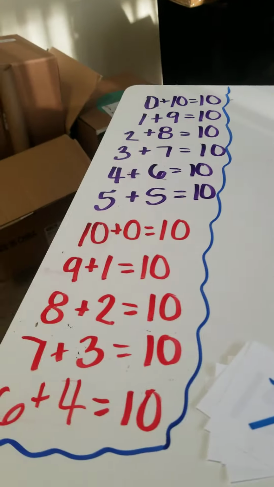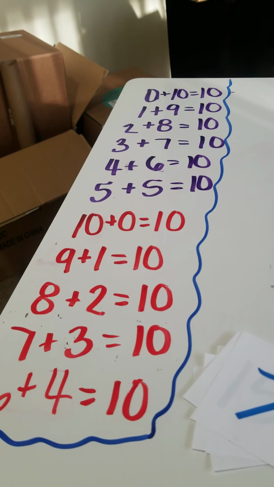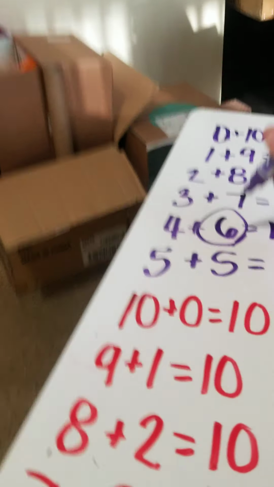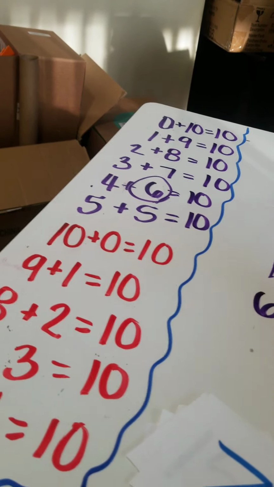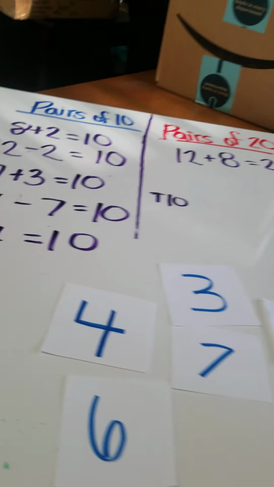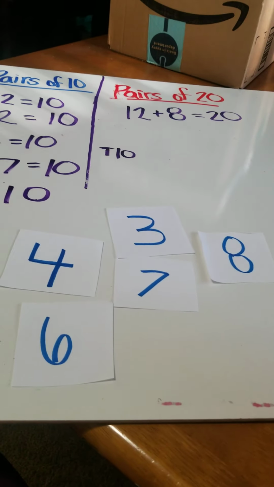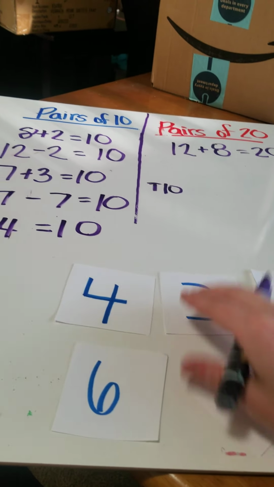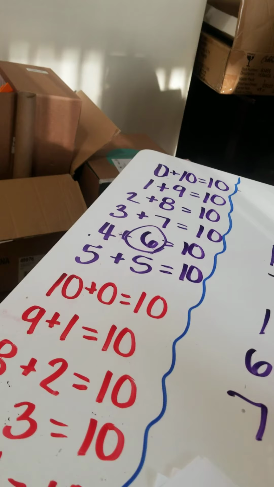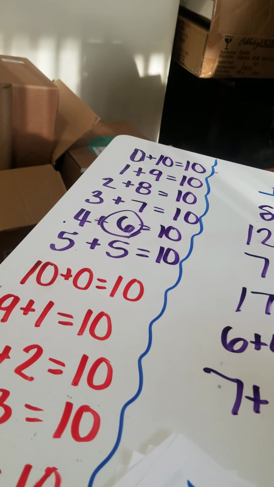All right, let's look over here. I'm looking for a 6. Here's my 6. It's paired with my 4. I have a 6 and a 4, so I know 6 plus 4 equals 10. Take another look. I have my 7 and my 3. 7 plus 3 equals 10.